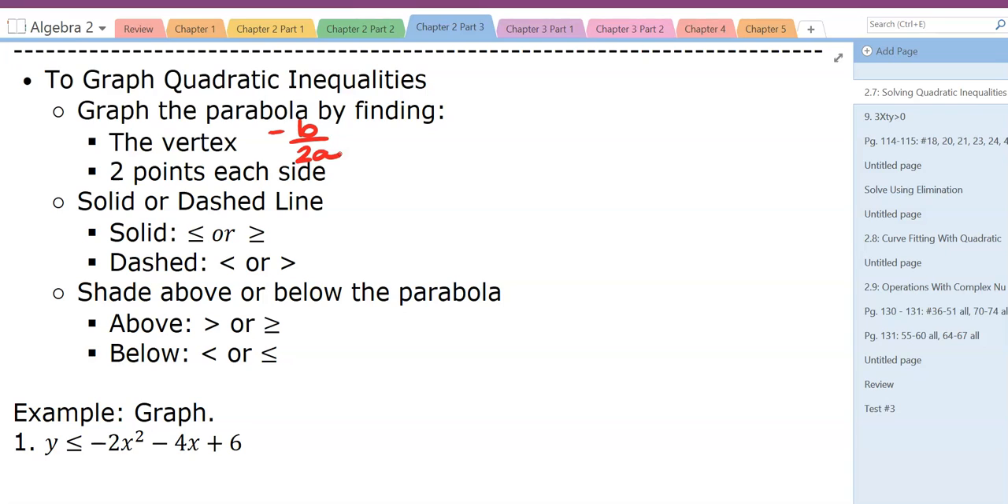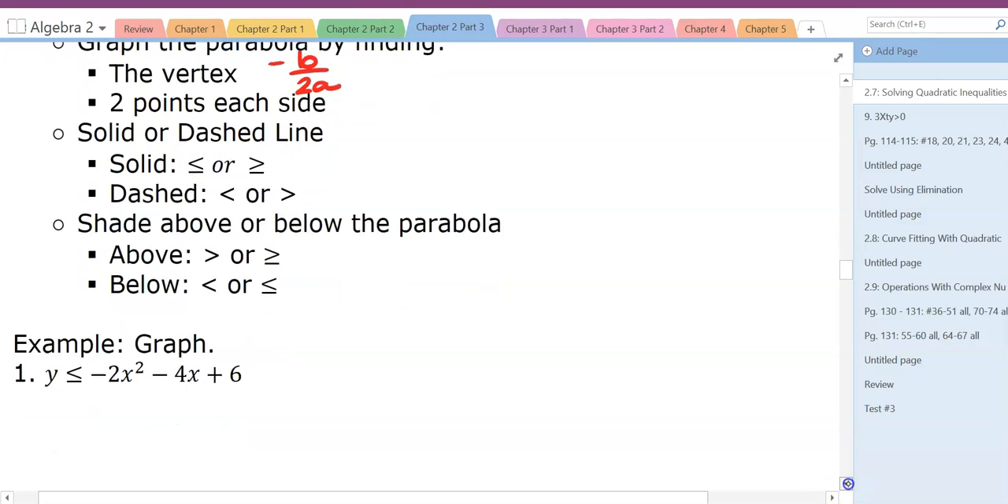But that kind of does the same rules. Like if it's greater than, you're going to shade above the graph or inside the graph if it's facing up. And then if it's less than, then you would shade outside the graph. Again, that's facing up. It changes a little bit when it flips and it's upside down.